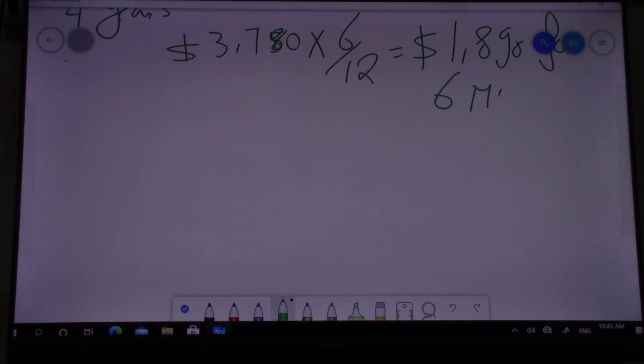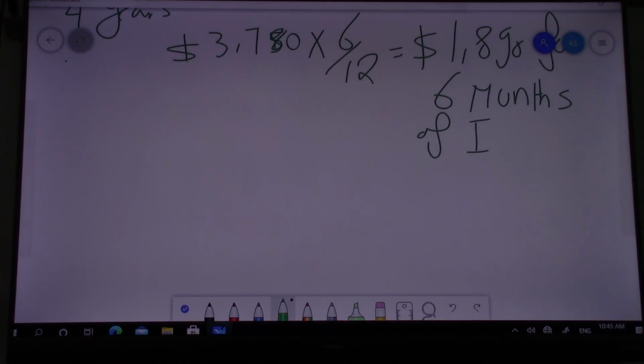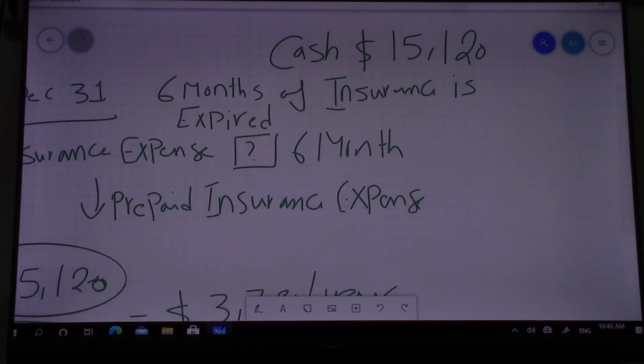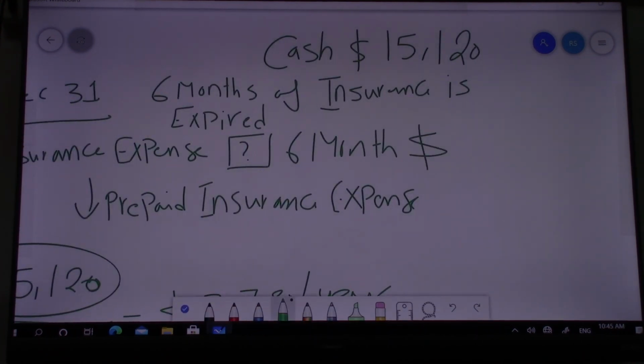for 6 months of insurance which is expired. 1,890 will be the value here.